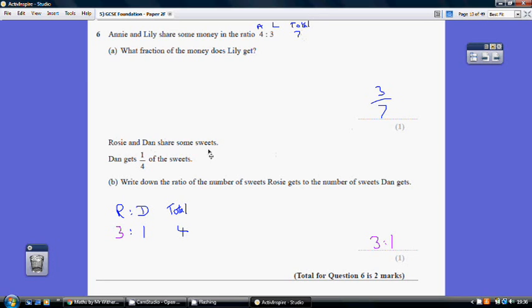Now Rosie and Dan share some sweets. Dan gets 1 out of 4. So set up your thought process: Rosie to Dan and in total. Now Dan is getting 1 out of 4. That means that Rosie must be getting the other 3. So the ratio of sweets that Rosie gets to Dan gets is 3 to 1.